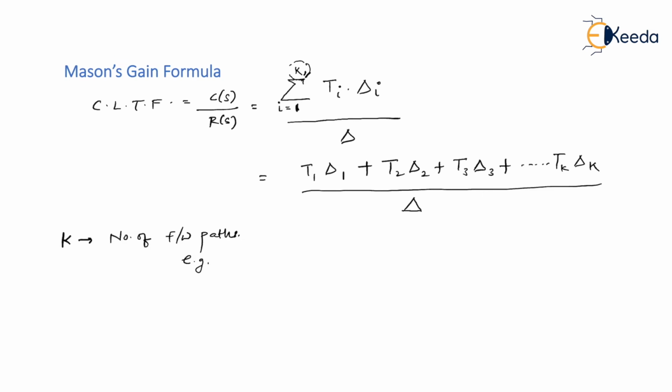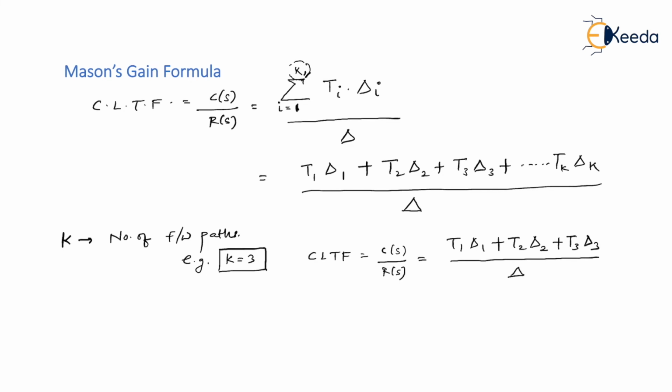For example, let's say k is equal to 3. What does that mean? There are only 3 forward paths. In that case, the closed loop transfer function, that is C(s)/R(s), is equal to T1 delta 1 plus T2 delta 2 plus T3 delta 3, that's it, and then the whole divided by delta.